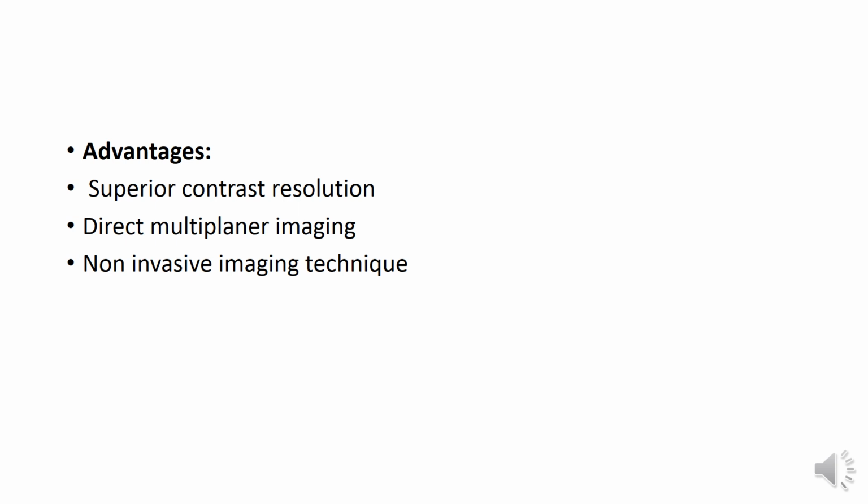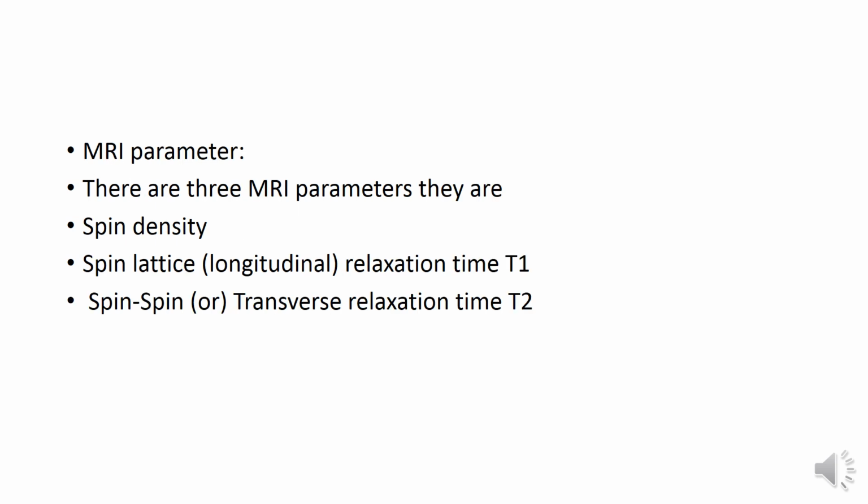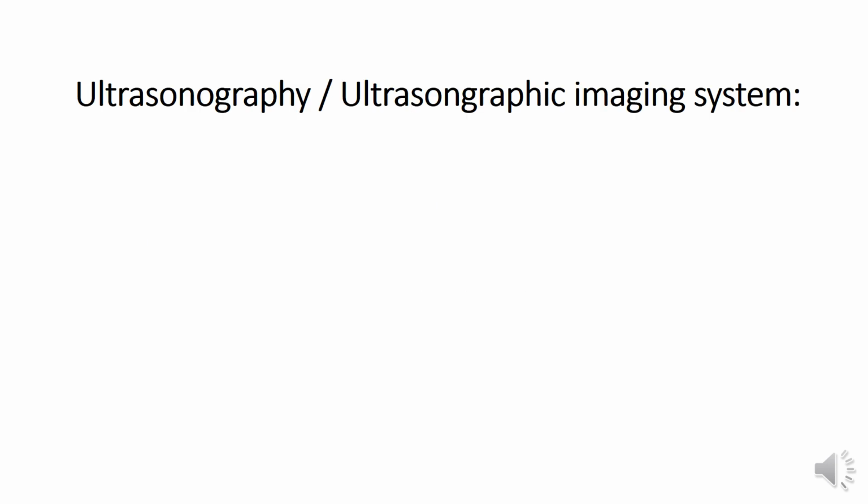Next we are going to see the advantages. The superior contrast resolution, direct multiplanar imaging, and a non-invasive imaging technique. These are the advantages. Then in MRI scanning, there are three parameters. The first one is spin density, then spin lattice, then spin to spin.